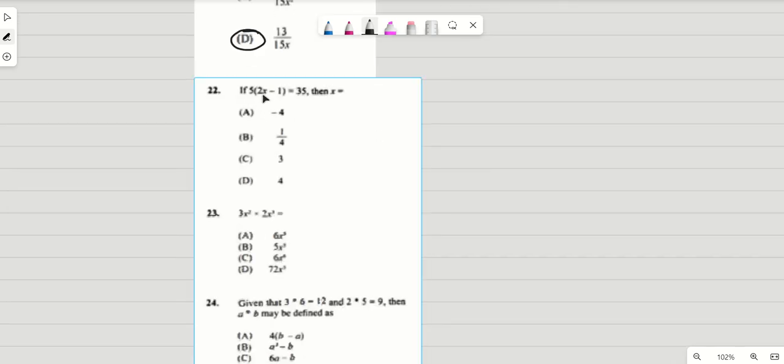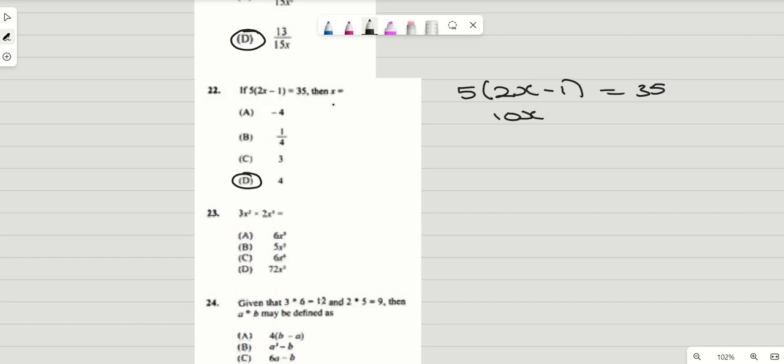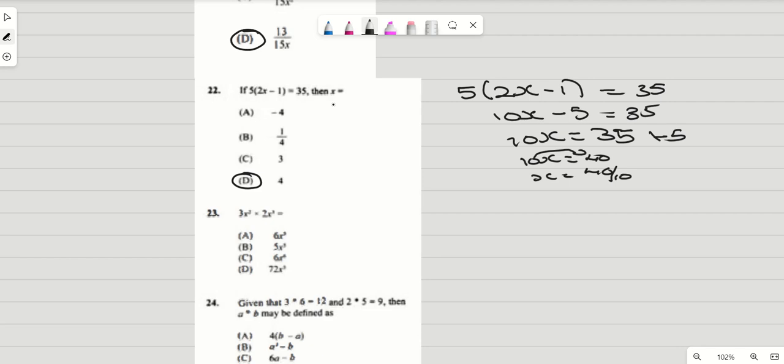Right, number 22. This question is repeated, I believe. D is the answer, but if you want we can do it. This is 5 open bracket 2x minus 1 is equals to 35. That's 5 by 2 is 10x, and 5 by 1 is minus 5, equals to 35. So 10x is equals to 35. If you carry across minus 5 over the equal sign and turn to plus 5, that's 10x is equals to 40. So x would be 40 divided by 10, which is equals to 4. So your answer is 4.